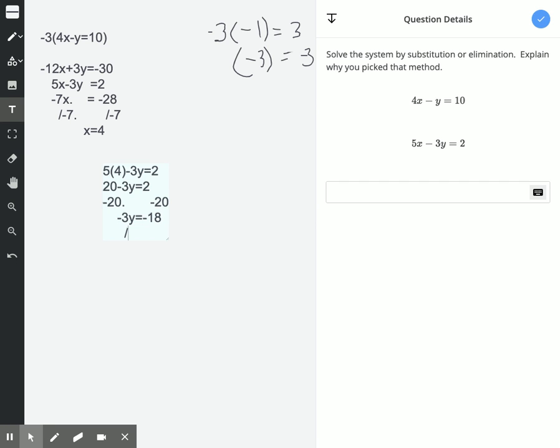Divide by -3. Divide by -3. And you get y equals +6. Now my final answer, I'm going to put parentheses 4, 6, parentheses. No spaces. I remembered all my punctuation. That is a perfect answer.